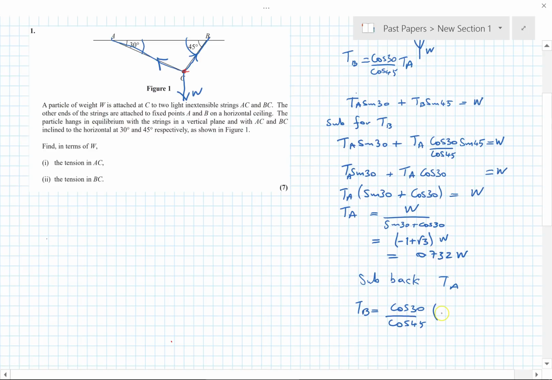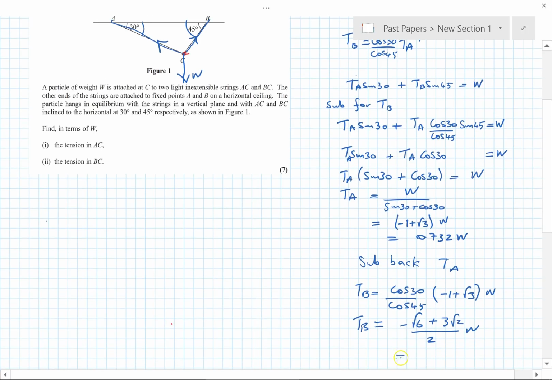So we've got TB is equal to cos 30 over cos 45 times TA, which we've already worked out as minus 1 plus the square root of 3 W, and if we put that into our calculator, it will give us an exact answer, which is minus the square root of 6 plus 3 the square root of 2, over 2 W. Again, 2 or 3 significant figures was accepted. I think they accepted even more significant figures, but 2 was the minimum, so 0.897 W, but they accept exact as well, so that's fine.